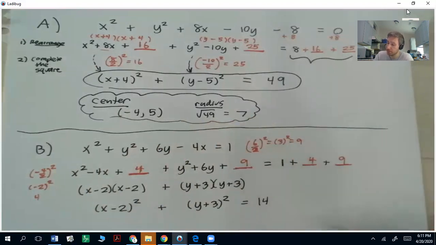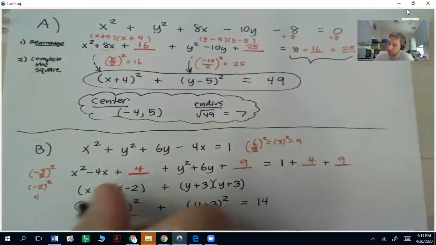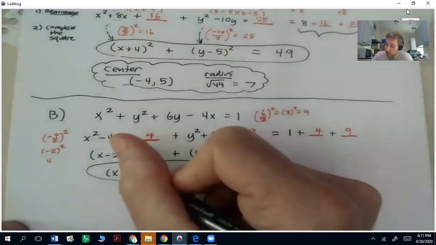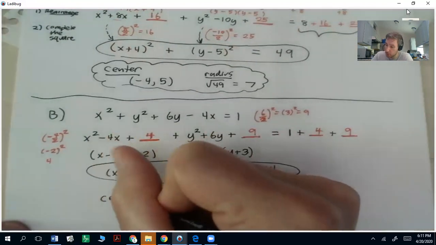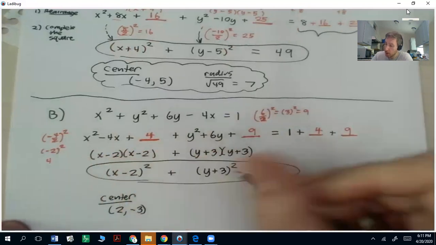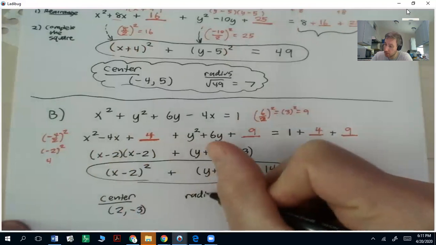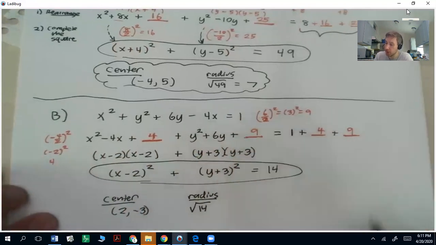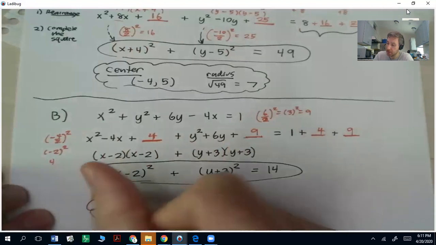So there's your equation, which means your center will be positive 2, negative 3. And your radius is the square root of 14, which will be a decimal. So we're going to leave that as is.